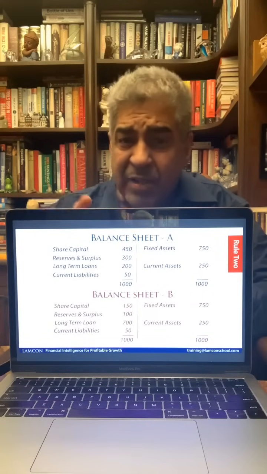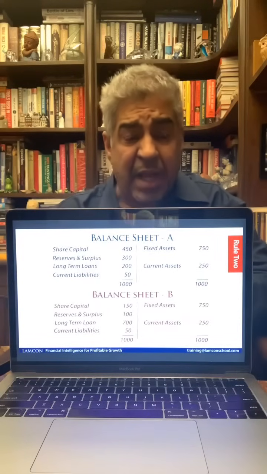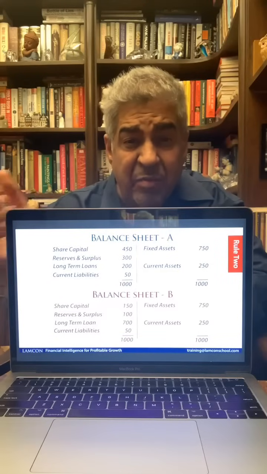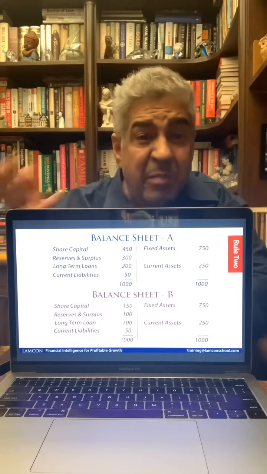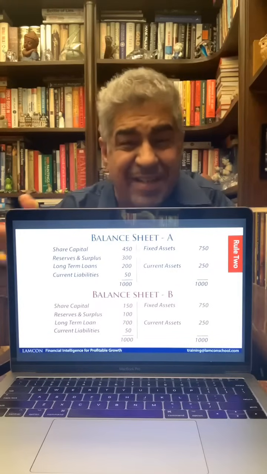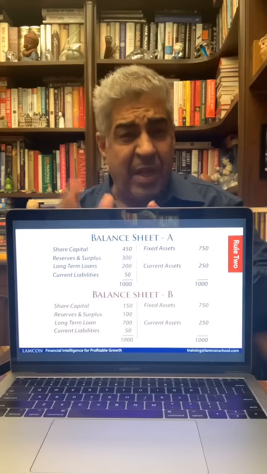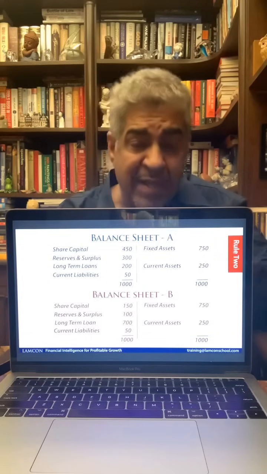So when I ask who will you give a loan to, some people say A because owner's contribution is higher, reserves are higher. I don't know why that makes you happy. Reserves means you've not distributed enough to the shareholders. And reserve doesn't mean money, just as profit doesn't mean money, reserve doesn't mean money. Any case. So one segment will say we'll give to A because owner's contribution is more, loans are less.